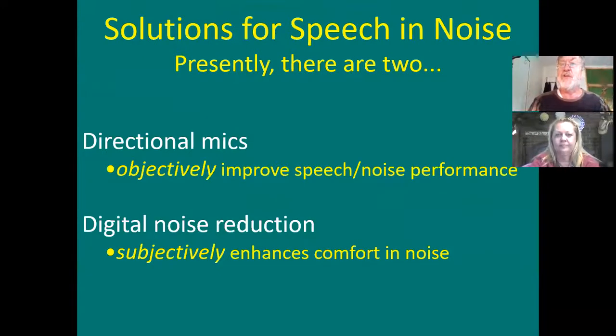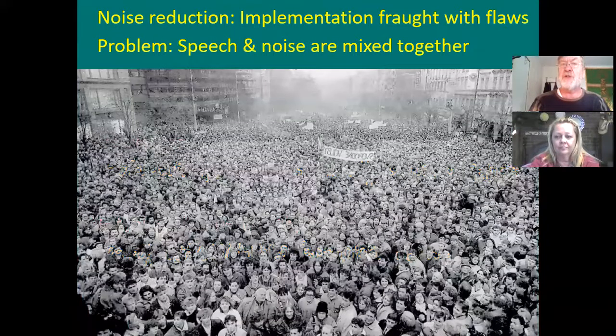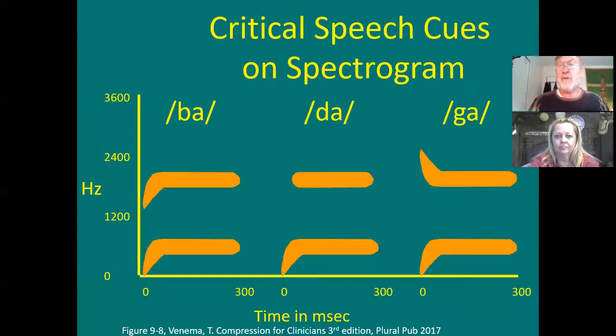We said there are two solutions for speech and noise presently: directional mics and digital noise reduction. Two weeks ago we looked at digital noise reduction, and we said it subjectively makes you feel better, but we've got to objectively increase signal-to-noise ratio. So we said noise reduction, sure, but implementation is fraught with flaws. Speech and noise are mixed together. I talked about our three little cousins, the weird little syllables.